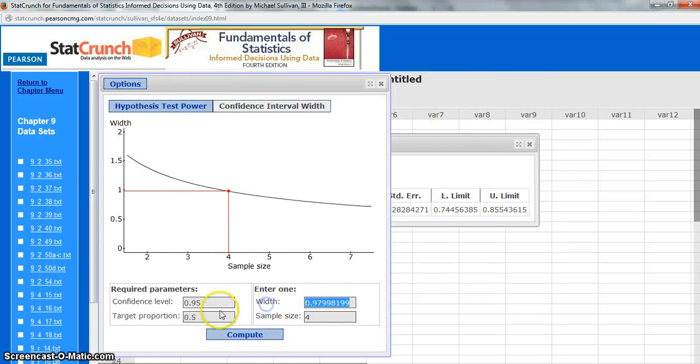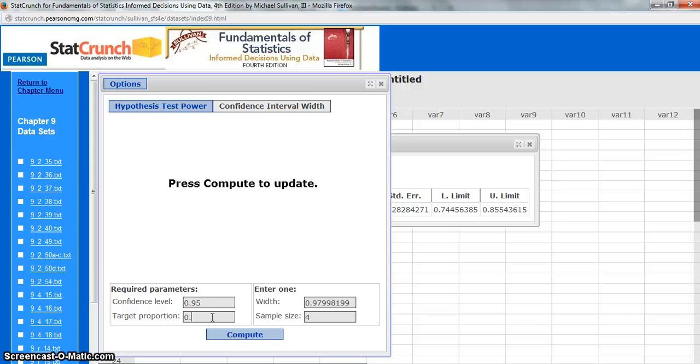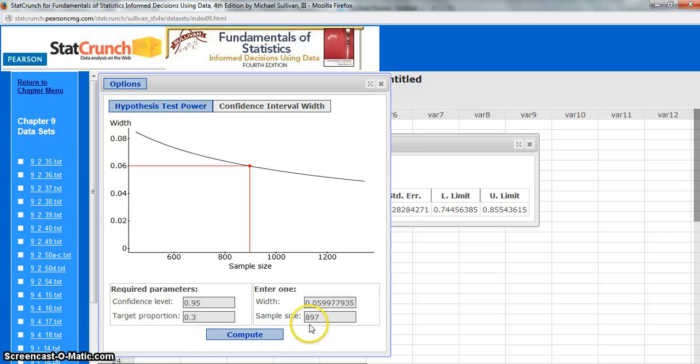Like if we wanted to have a 95% confidence interval, target proportion, that's something that we already knew. So let's say that we knew something was 30% before. It was 30 out of 100 people in the past did this. If I want to be within 3 percentage points, that means I'd be plus or minus 3%, so to actually have to do 6%. It will calculate what my sample size needs to be. It would say that I need 897 people in my sample. So with proportions, you're going to get pretty large samples. But that was under confidence interval width.